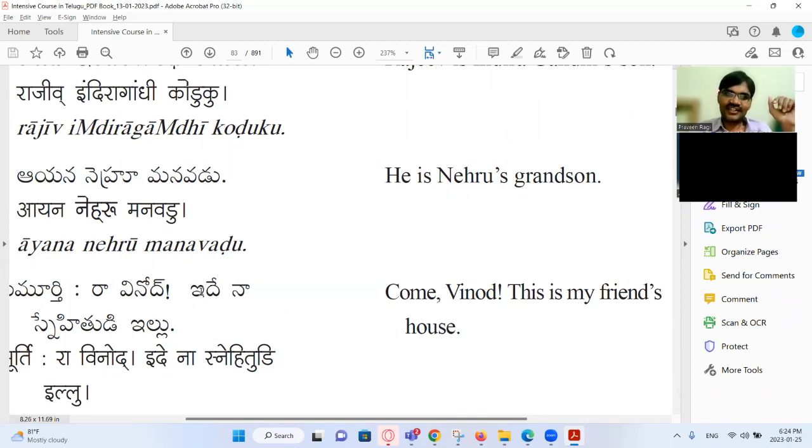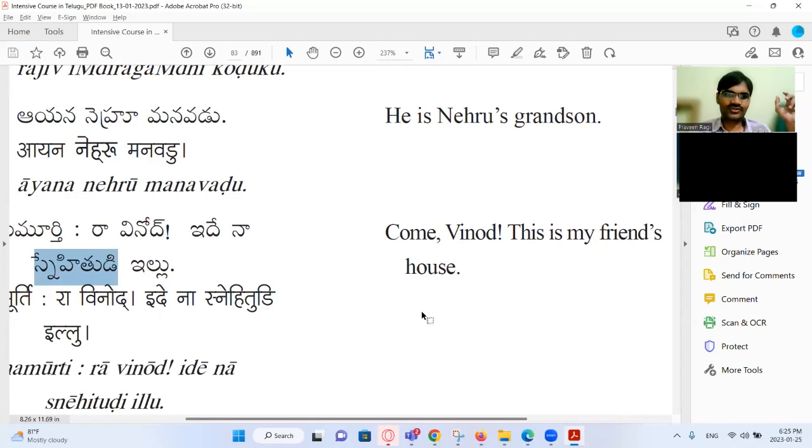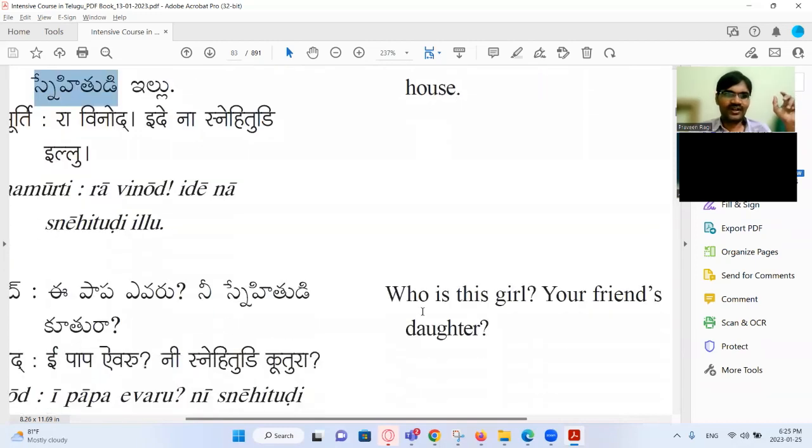Ide na snehitudi illu. Here we have a change. See here. Friend means snehitudu, male only. Okay. For female, snehituralu. When we say friend's, apostrophe s, snehitudu becomes snehitudi. Also for female, it will become snehituraali. Okay. Illu means house. Home also is the same, illu.